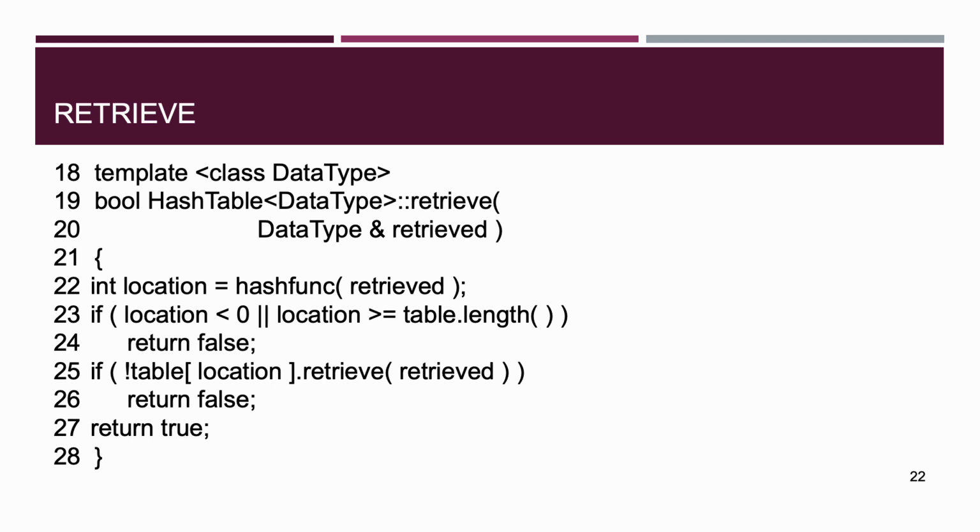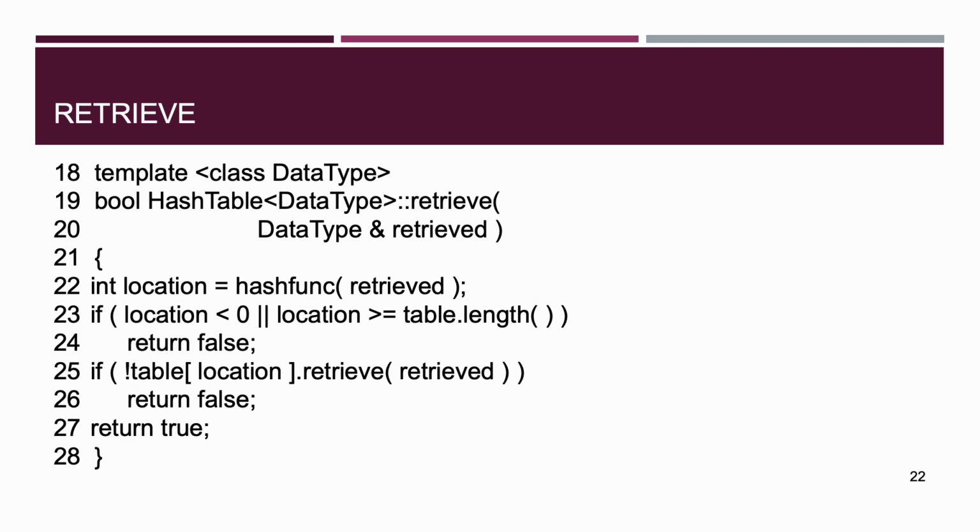Now, just like the insert function, for the retrieve function we first determine the index or location by passing the retrieved object through the hash function. Then we perform a check to ensure that the location is within the valid range of the hash table or not. If the location is out of bounds, the function immediately returns false, indicating the object cannot be retrieved.